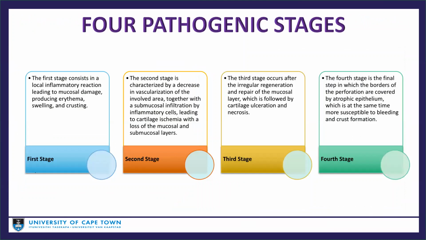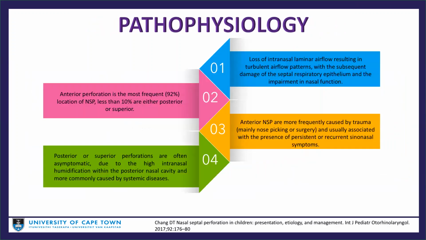There are 4 pathogenic stages that account for the symptoms patients with nasal septal perforation have. There is a first stage where there's a local inflammatory reaction, whereby there's erythema, swelling, and crusting. A second stage where there's decreased vascularization, leading to cartilage ischemia. A third stage where there is cartilage ulceration and necrosis, and a 4th stage where the borders of the perforation are covered with atrophic epithelium, leading to possibility of bleeding and crust formation.